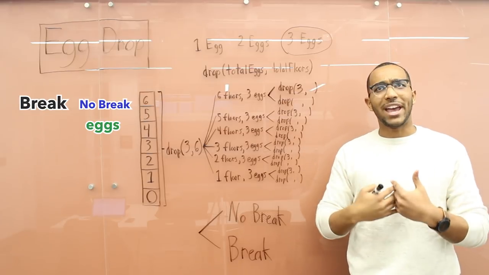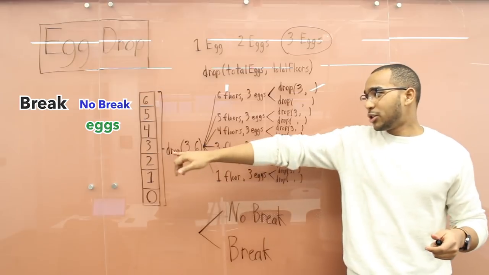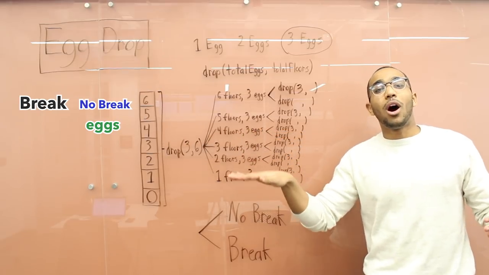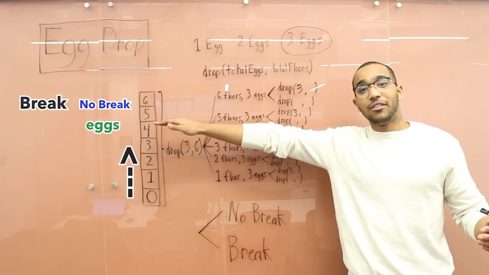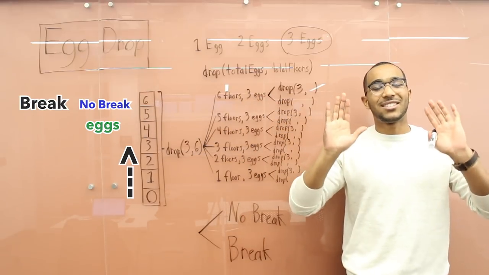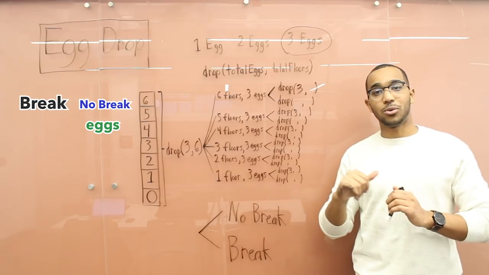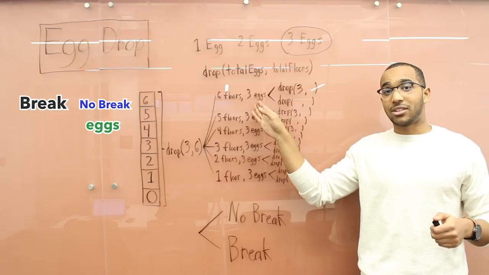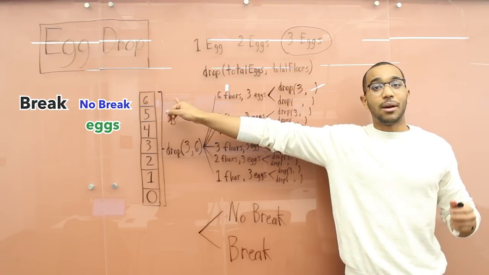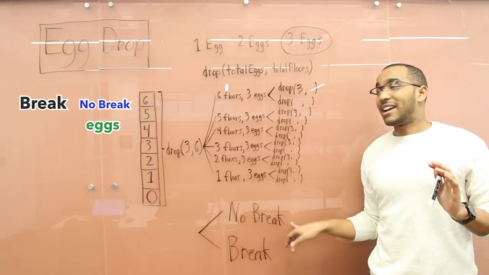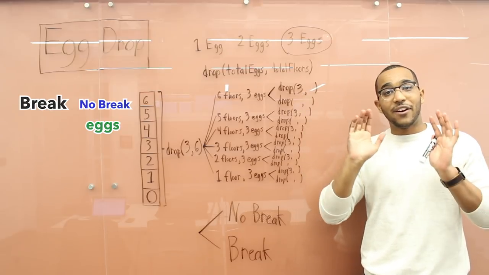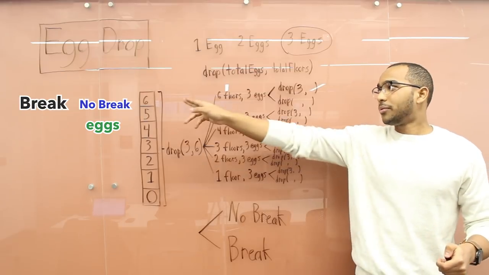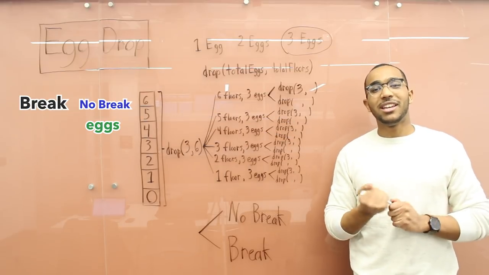But which way do I go? Imagine I drop at floor 3. My egg does not break. Where do I go? I go upwards, right? I'm going to try the floors above me. So what does the subproblem decompose into? So what we see here is we have 6 floors and 3 eggs. If I drop at the 6th floor, my egg does not break. I have 3 eggs, and now I'm going to go upwards. Well, there's nowhere to go upwards, but here is what we're going to do.